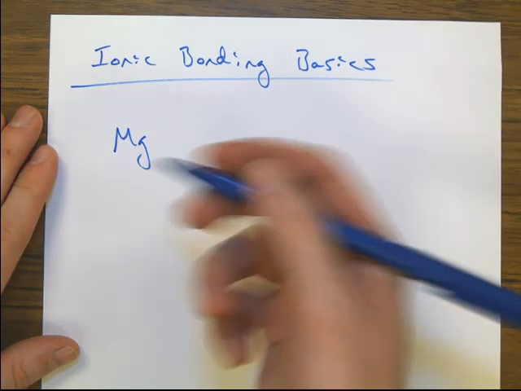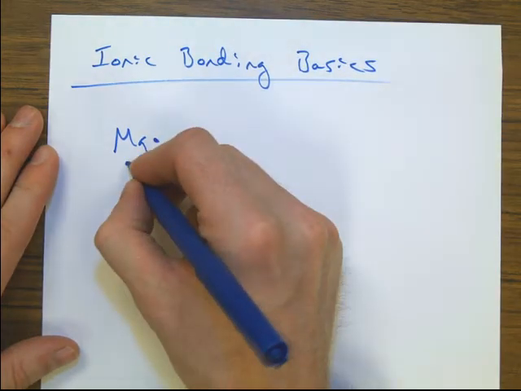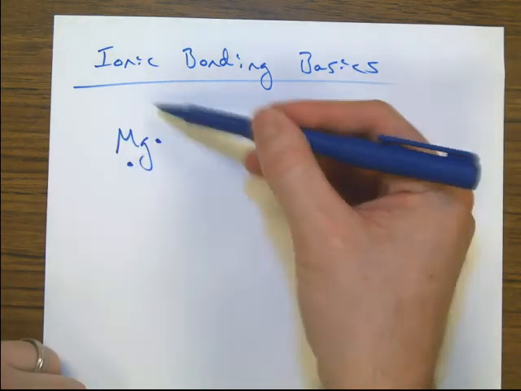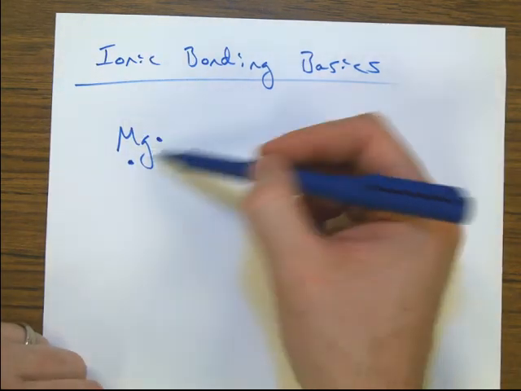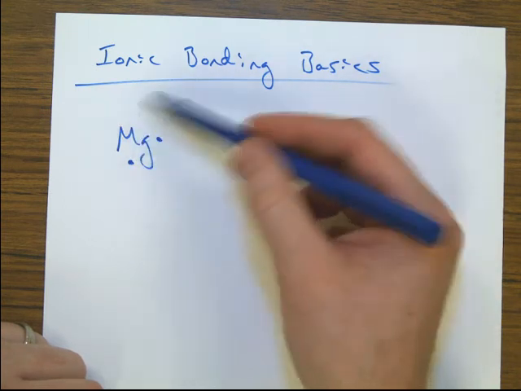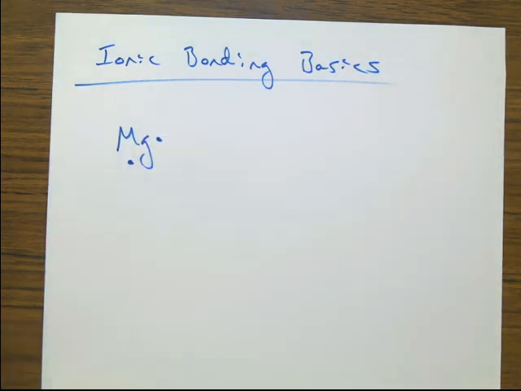So magnesium has 2 valence electrons, so I'm putting 2 dots around it. I always fill my dots in. I like to start on the right, and then I fill around my quadrants moving around clockwise. So I start on the right, then I go down the bottom, then I go to the left, then I go to the top, and then I go around again until I've filled in all of my valence electrons.